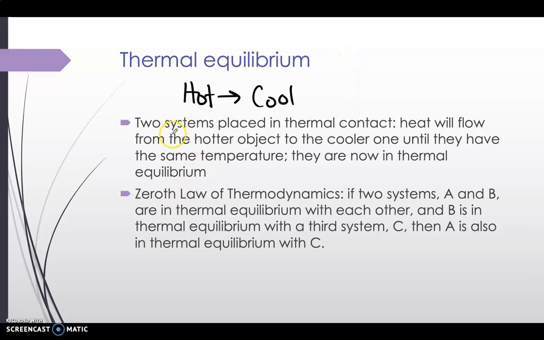And there is a law of thermodynamics called the zeroth law, and it states if two systems, A and B, are in thermal equilibrium with each other, and B is also in thermal equilibrium with a third system, C, then A must be in thermal equilibrium with C as well. So if A and B are in equilibrium, and then B and C are in equilibrium, that means that A and C are also in equilibrium, okay, which makes sense. Okay, there's a lot of wording here, but it makes sense, okay?